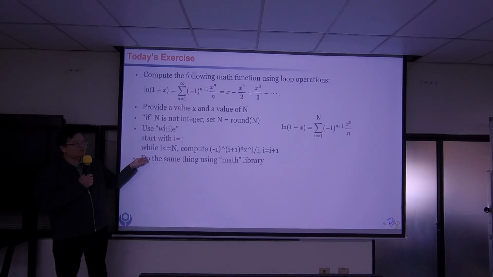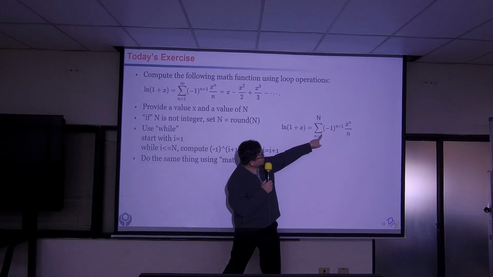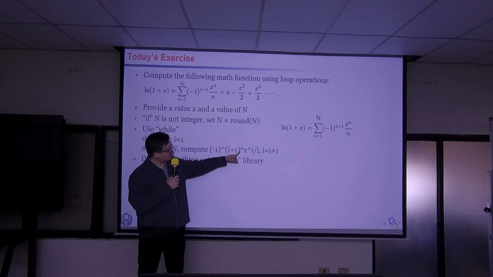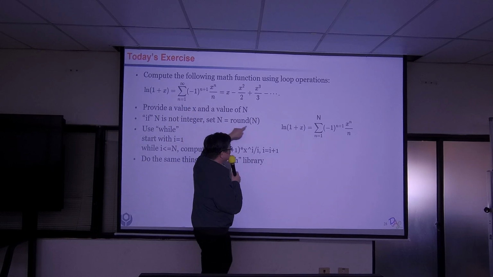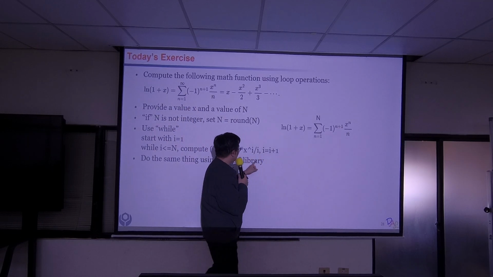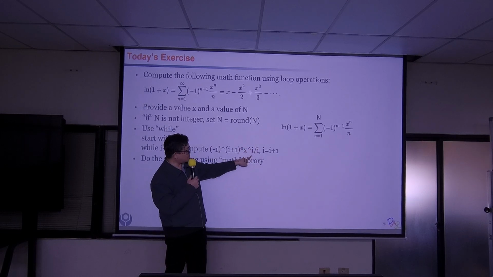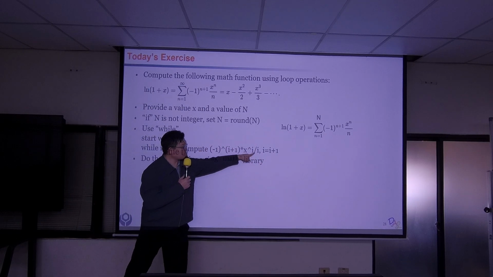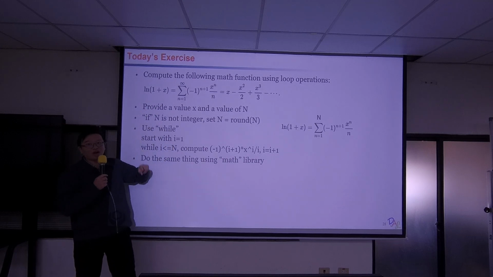Inside the while loop, you are going to compute -1 power of I plus 1 times whatever x you assign. So x plug in power of I, just like the equation, divided by I. You're going to compute this for every index. Index 1, and then do the while loop, index 2, index 3, 4, 5, 6.